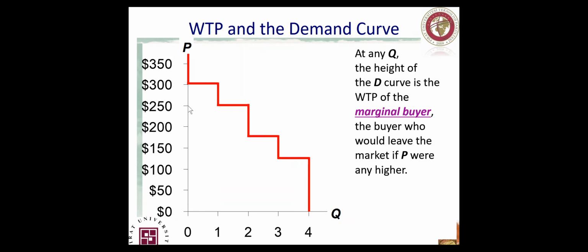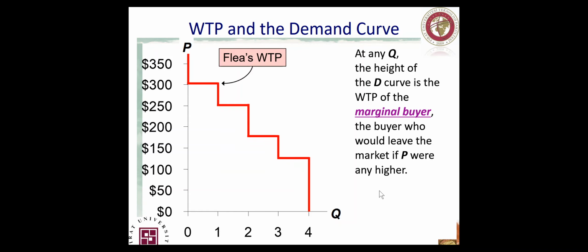Between 250 and 300, we have one marginal buyer here, not two, because the other is at 300. This marginal buyer, if the price is any higher than 250, will leave the market. We will just have the one at 300, and the same goes for each step, 175, 125, and so on. So if I ask a question about the marginal buyer, you say the buyer who would leave the market if the price is any higher.